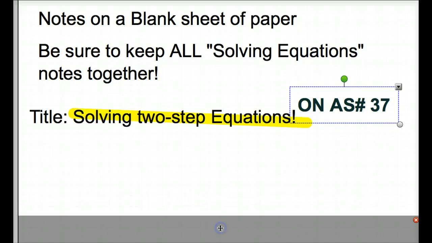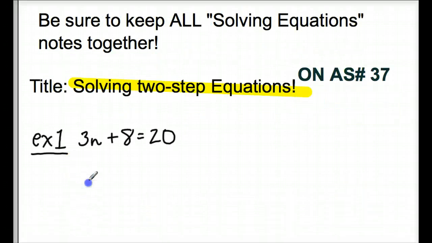So let's get started. Our first equation, example 1, is 3n plus 8 equals 20. We want to remember with solving two-step equations that we do adding and subtracting first, then multiplying and dividing. It's kind of the reverse order of operations, because in order of operations we do multiplying and dividing, then adding and subtracting. Since we're undoing things and still trying to isolate the variable, we're going to do adding and subtracting first, then either multiplying or dividing.